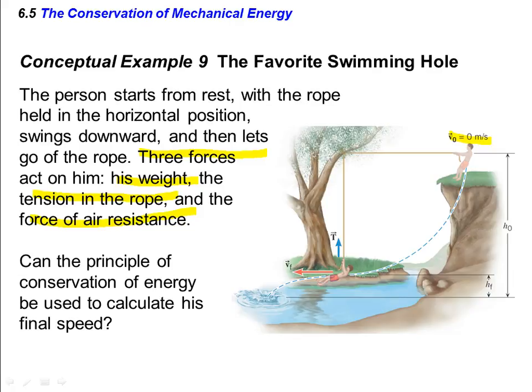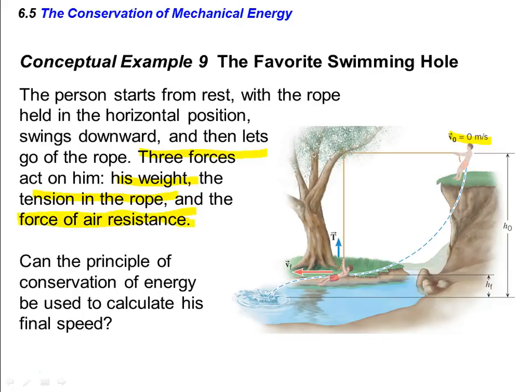Now, it is true the energy of the universe is always conserved. However, energy is transferred from one object to another very quickly and very often when there are non-conservative forces. And in this situation, we do have a non-conservative force in that we have air resistance. Now, that doesn't mean that we're just stuck, we're done, and we walk away from this problem. We can still find the final speed. We just have to keep in the force of air resistance in our calculation.